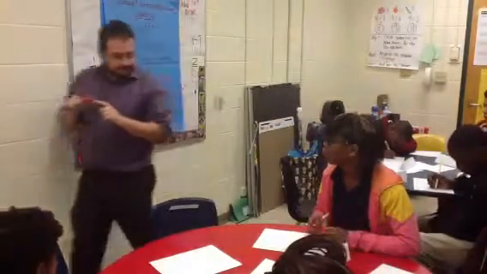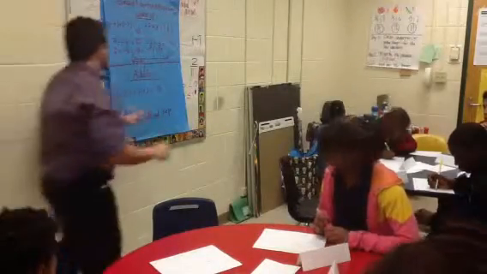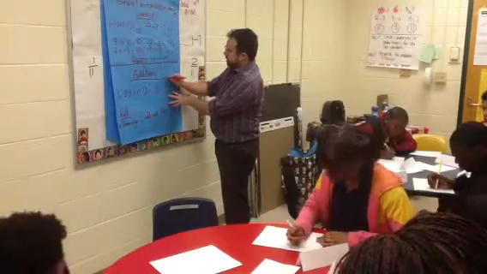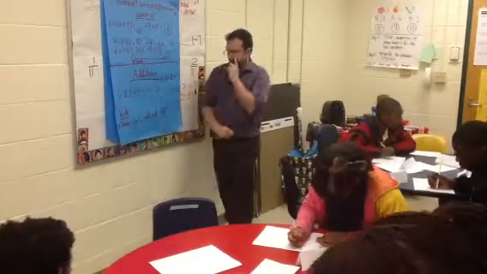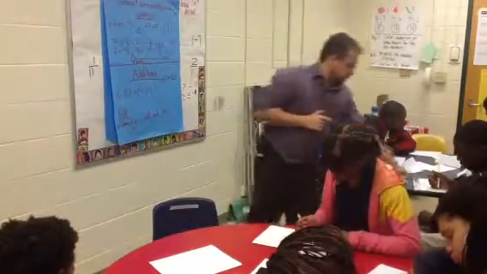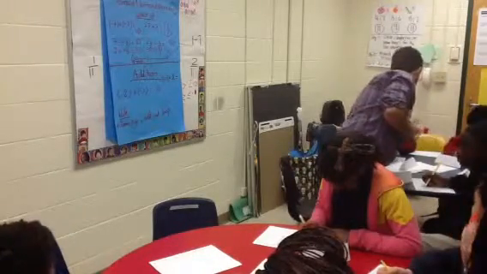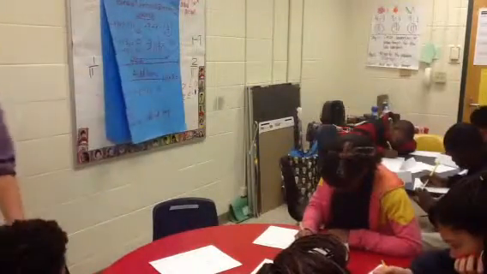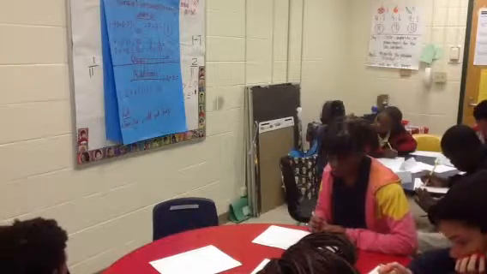Okay, now let's go back to our model, and we're going to write a different problem this time. We're going to write negative 3 plus 2 in the model box. Good job. Try to find a little bit of room. Yeah, above the line would be great. Negative 3 plus 2.